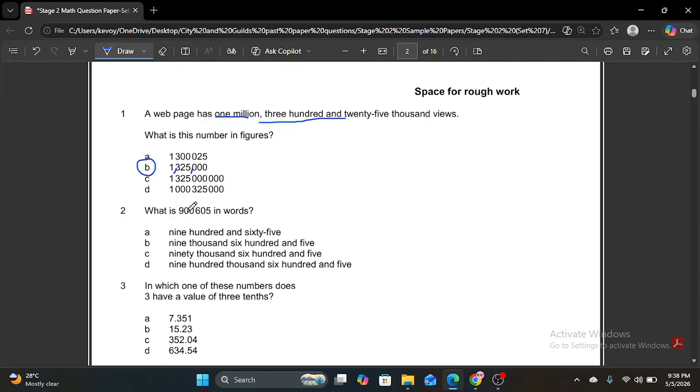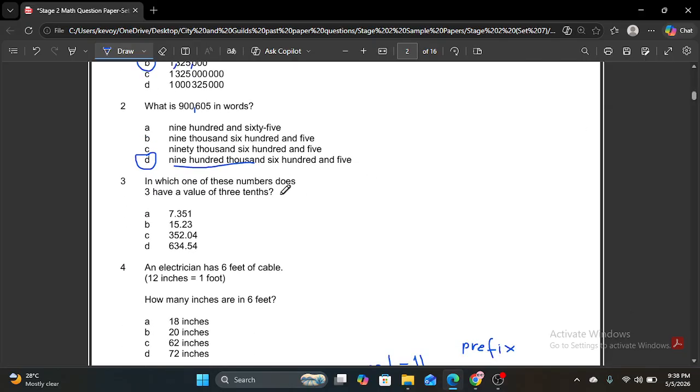Number 2, what is 900,605 in words? So D is the answer for number 2. So that's 900,605.